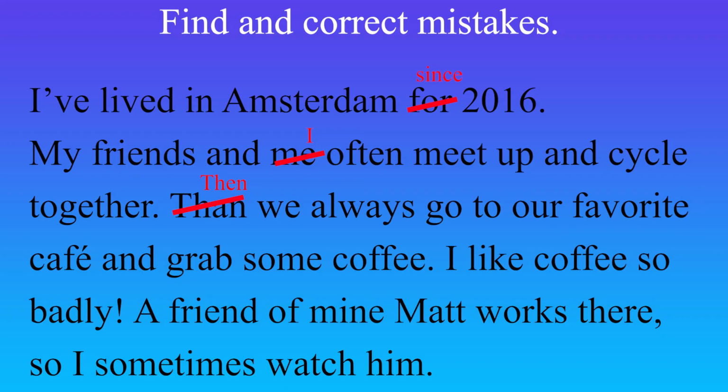A friend of mine, Matt, works there, so I sometimes watch him. This one is tricky. You can use the verb watch here, but the meaning of the sentence would be creepy. It's like you're a maniac and you watch your friend Matt how he works. That's weird. The proper sentence is: a friend of mine, Matt, works there, so I sometimes see him. We use the verb see here because we don't expect to meet our friend Matt in our favorite cafe. We just know that he works there, so there is a chance that we will see him.